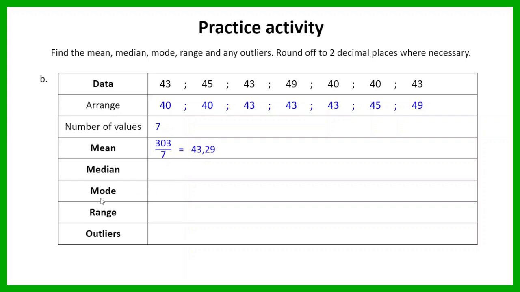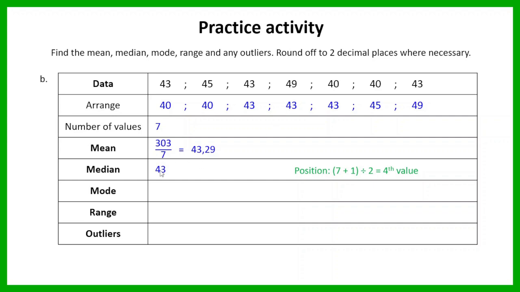Then the median, in this case, because it's 7, there's an odd number. So the middle one is going to be this 43 over here. To work out the position, if you were wanting to do it that way, you would take the 7, add 1, that gives you 8, divided by 2, that gives you 4. So the fourth value is where we're going to find our median. So 1, 2, 3, 4. It's this one over here, 43.